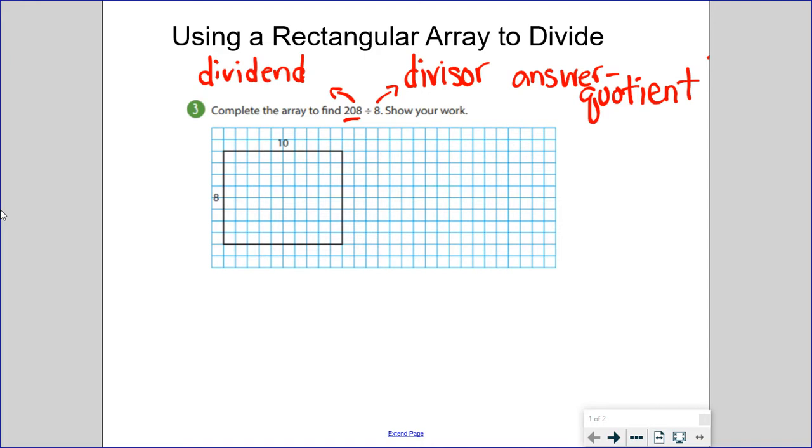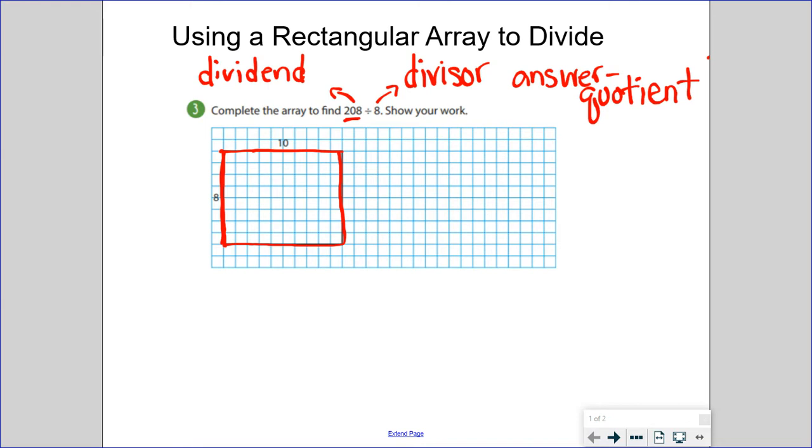So with this one, we're talking about a rectangular array to divide. When we're talking about an array, we are thinking about the length going across and the width going down and the entire area in between. So we are talking about area. And if I were to count all of these blocks or all of these squares within that area, it's going to give me 80 because it goes across and down. The kids should be very familiar with an array.